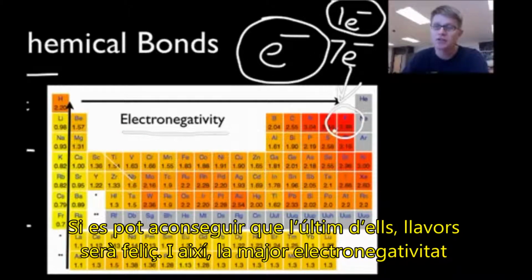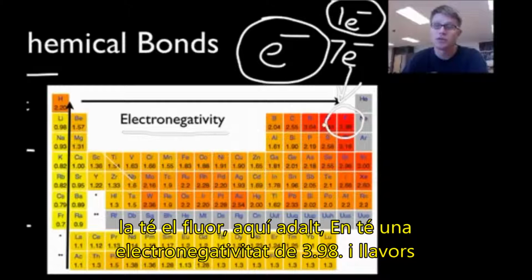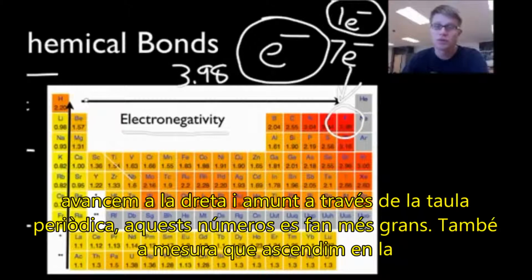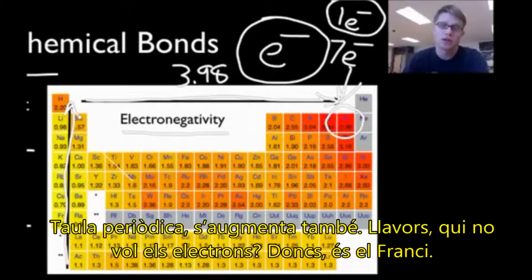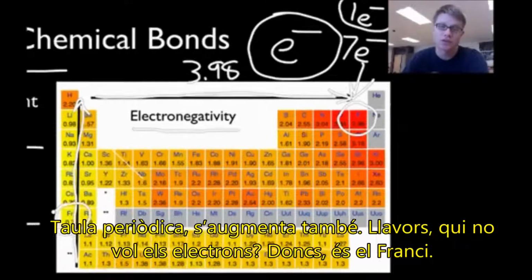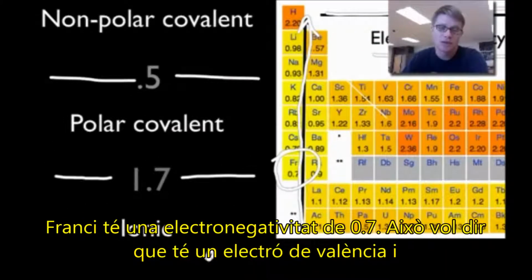And so the highest electronegativity of everything up here is going to be fluorine. It has an electronegativity of 3.98. As we move across the periodic table, those numbers get larger. Also, as we go up on the periodic table, they increase as well. So who doesn't want any electrons? Well, it's francium. Francium has an electronegativity of 0.7.